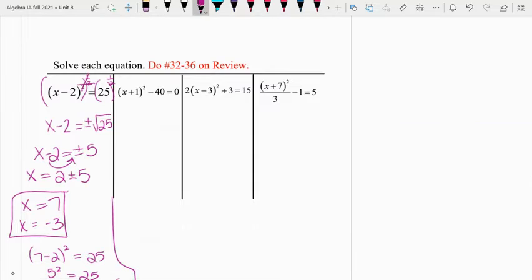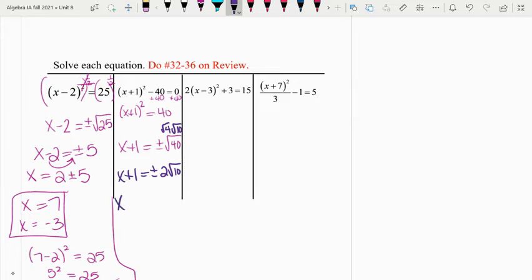The next one, I need to move the 40 over first. So I have (x + 1)² equals, add 40 to both sides. 40. Take the square root, so we get x + 1 equals plus or minus the square root of 40. All right, square root of 40 divides by 4. So I can think of that as square root of 4, square root of 10. So x + 1 equals plus or minus 2√10.